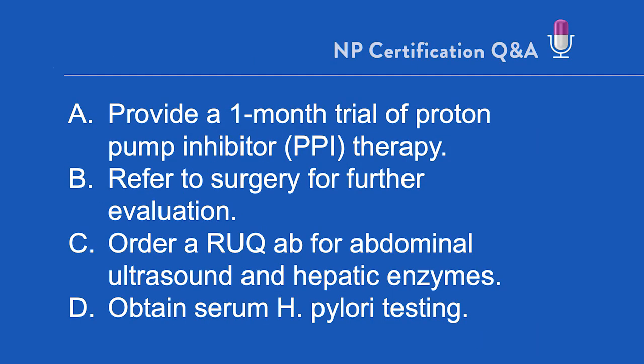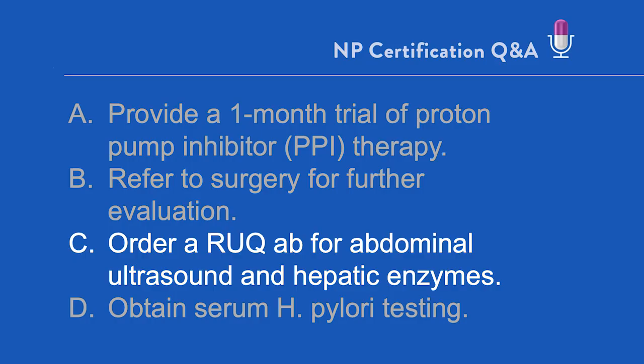A, provide a 1-month trial of a proton pump inhibitor, PPI therapy. B, refer to surgery for further evaluation. C, order a right upper quadrant abdominal ultrasound and hepatic enzymes. D, obtain serum H. pylori testing. The correct answer is C, order a right upper quadrant abdominal ultrasound and hepatic enzymes.